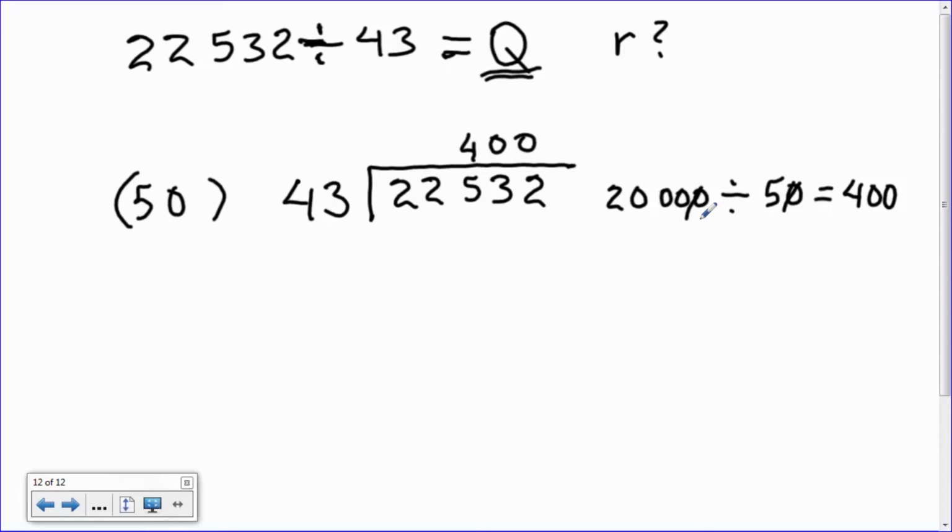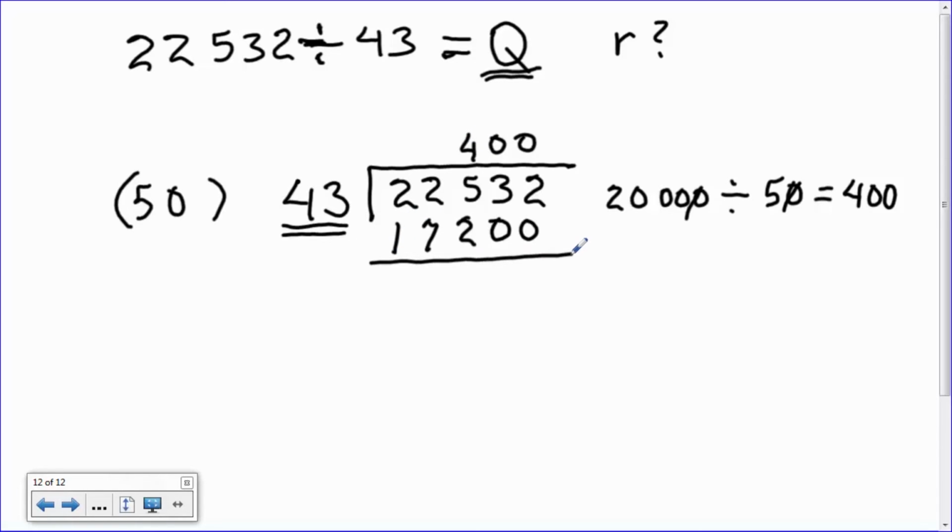Now, I want to make sure, and here's a step that kids get tripped up on. I want to now use the actual divisor, the 43. I don't want to use the approximate divisor 50, because I'm now wanting to find the actual quotient. So I'm going to multiply 400 times 43. And so you're going to get 2 zeros here, and then you're going to multiply 4 times 43. And so what is that? 4 times 40 is 160, plus 4 times 3 is 12, so 172.